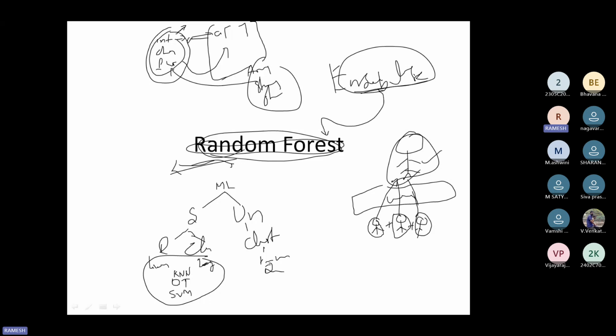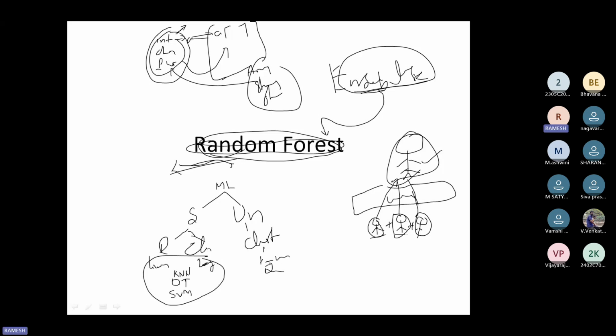Whenever a simple machine learning model is not able to handle, not able to handle means either it is getting overfitted or underfitted, then we are going to combine two or more machine learning models. The process of combining two or more machine learning models to create one big model is called ensemble learning.